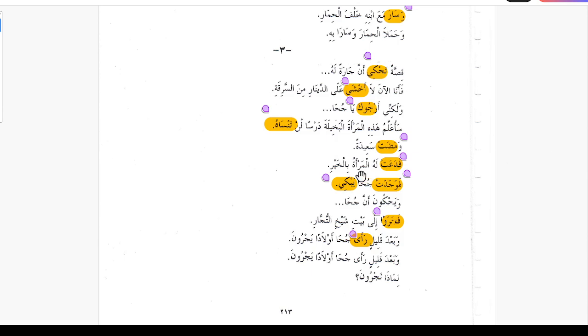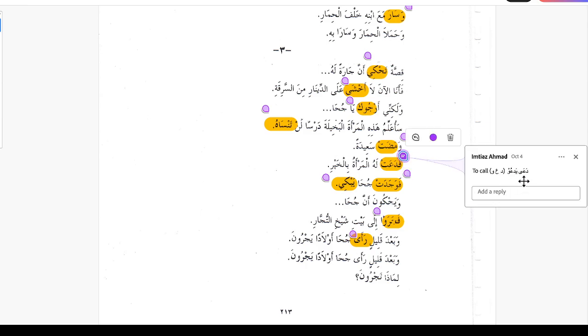Fada'at lahul amratu bil khairi. So the lady called him, she prayed well for him, like we can say, good wishes for him. So da'at is the verb da'a yadu, and because it's the lady, for hiya it is huwa da'a, hiya da'at, to call or to pray.